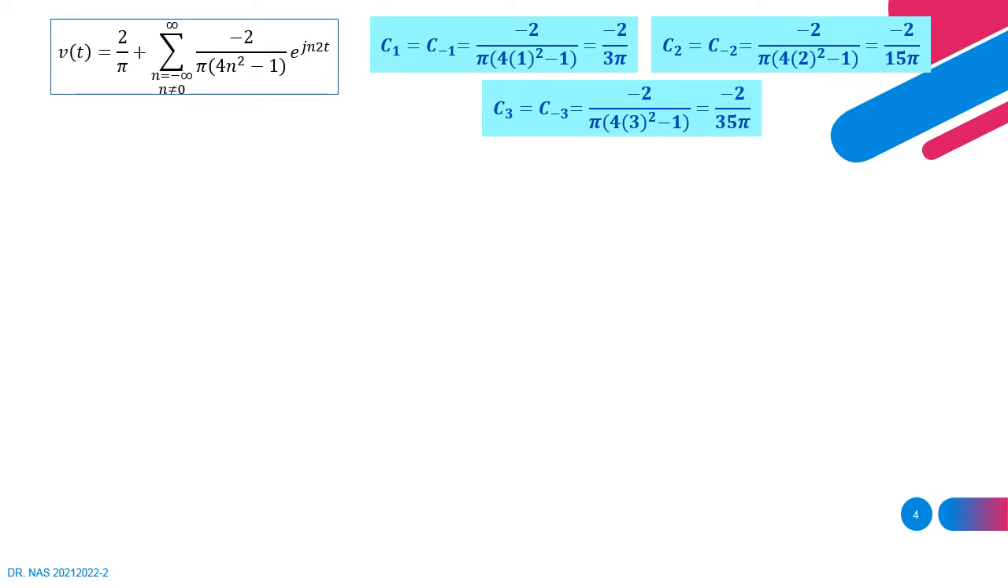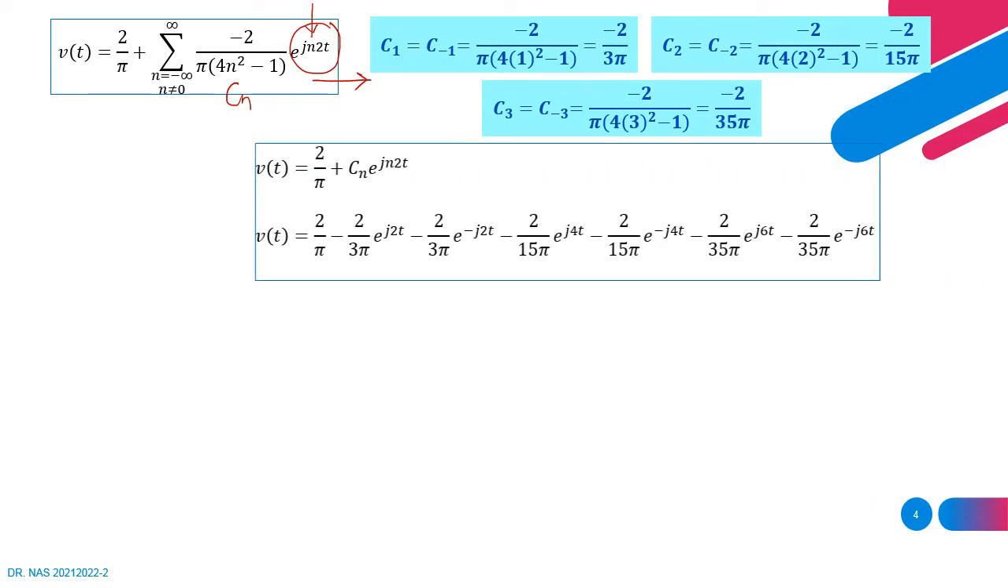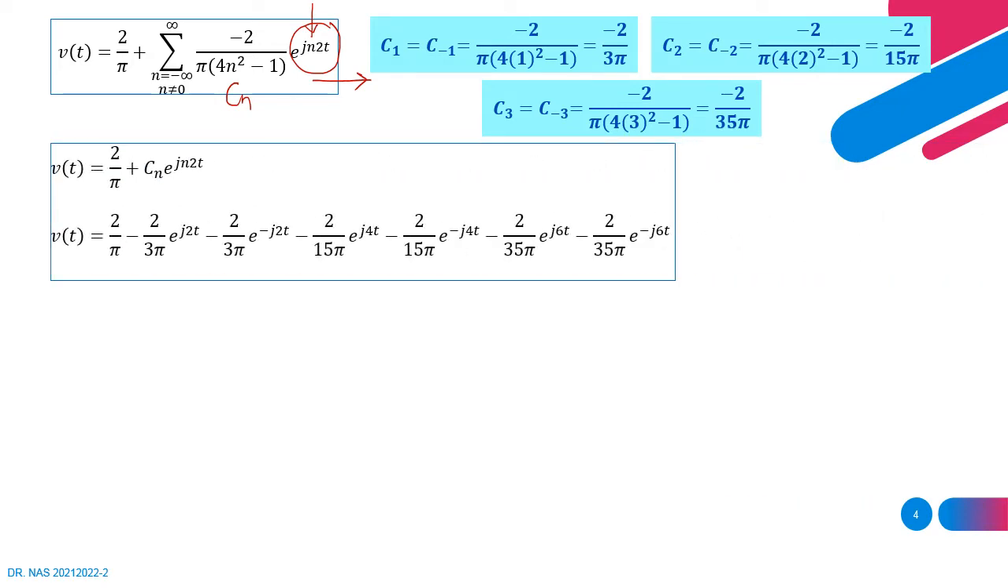So this is from the earlier derivation. You have all your Cn values. Now you need to replace all Cn values and also derive this exponential function by varying the n as well. In this case, this is your C0, this is your C1, and this is your C minus 1. Replace n equal to minus 1, positive 1, 2, negative 2, 3, and negative 3.